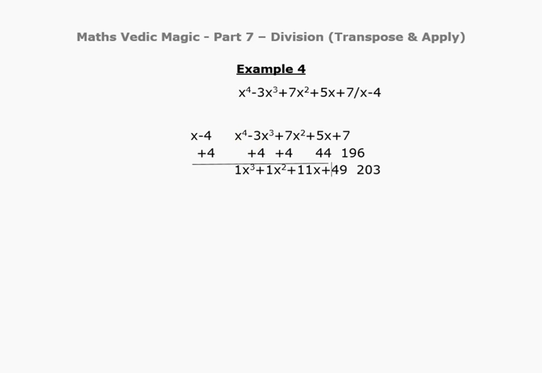Now so far what we have covered are the scenarios where the highest power divisor is 1. What if it is higher than 1? Let's look at that example.